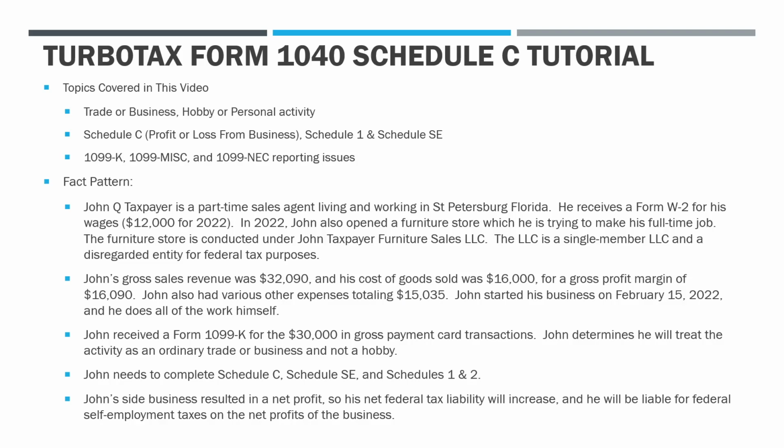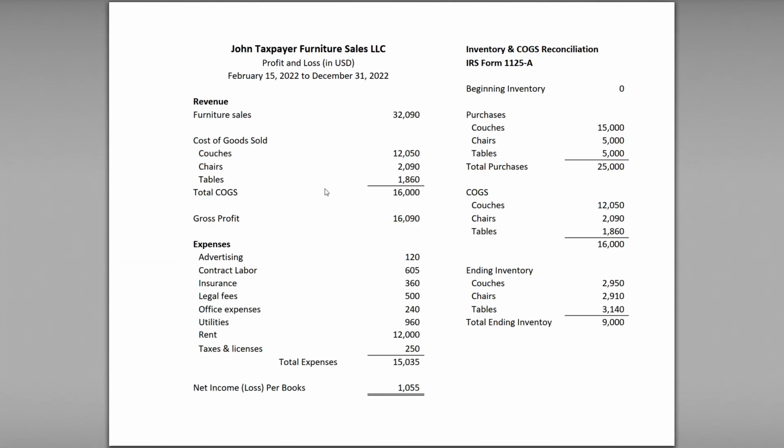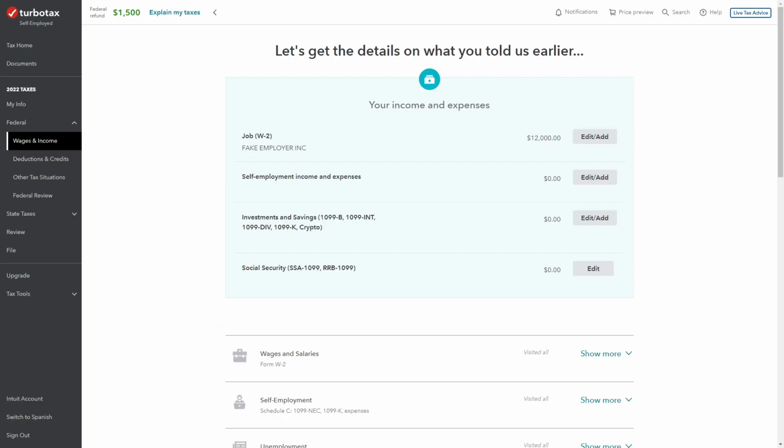And then we do have the financial statements for John's company. So we've got a profit and loss statement and a reconciliation for his cost of goods sold, his inventory amounts. And in addition to that, we obviously have the TurboTax software itself. This is the online version, TurboTax Self-Employed. We're logged into John's account now, and we're going to go ahead and enter the business activity for his furniture business.